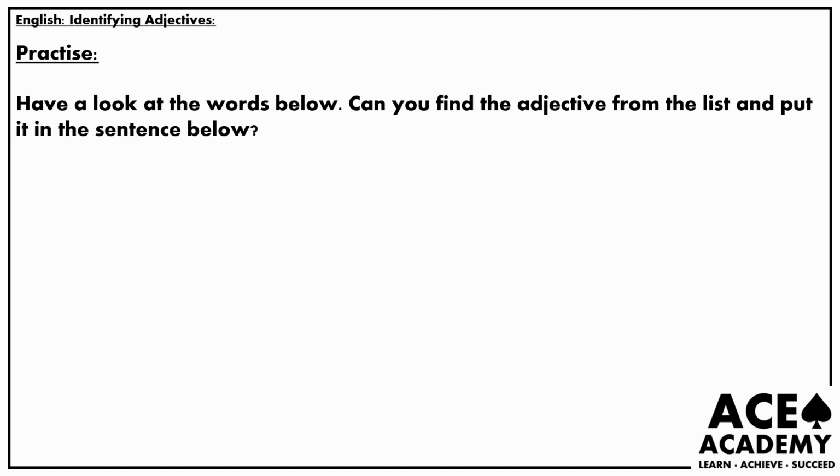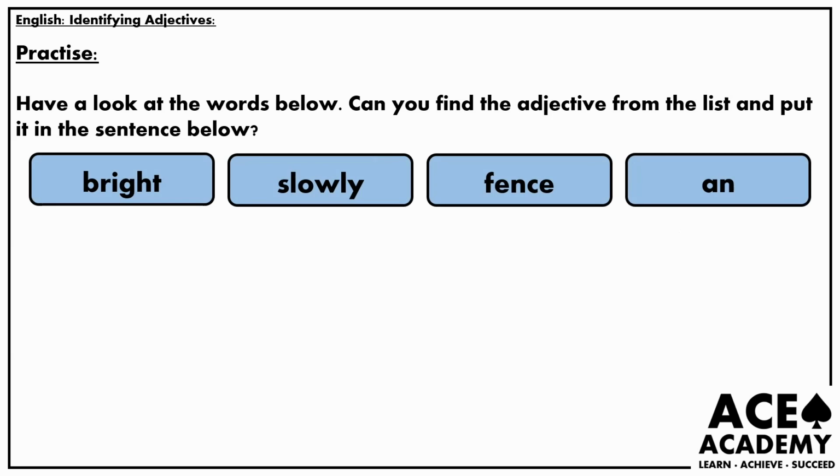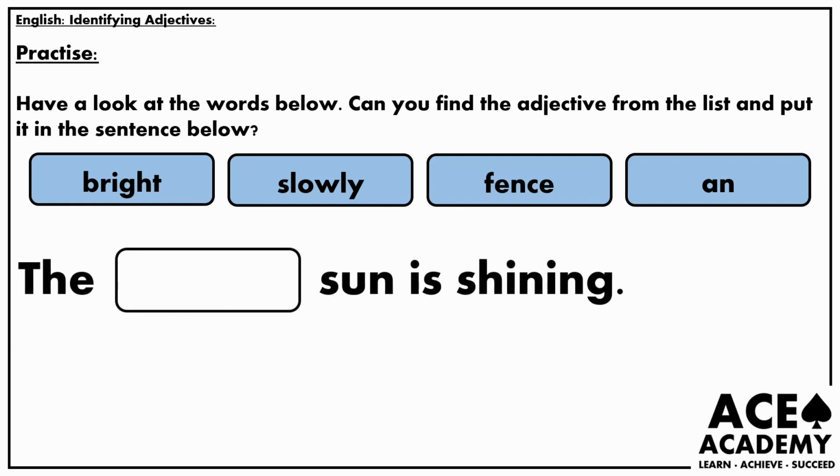Have a look at the words below. Can you find the adjective from the list and put it in the sentence below? Here are the words. Bright, slowly, fence, an. And the sentence. The sun is shining. Which of these words is the correct one? The adjective.